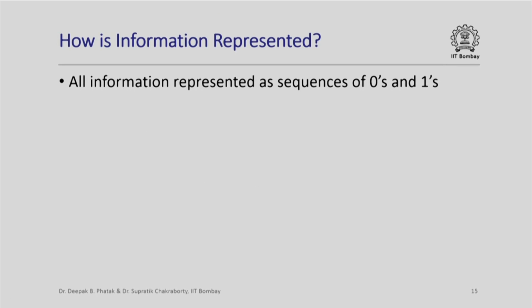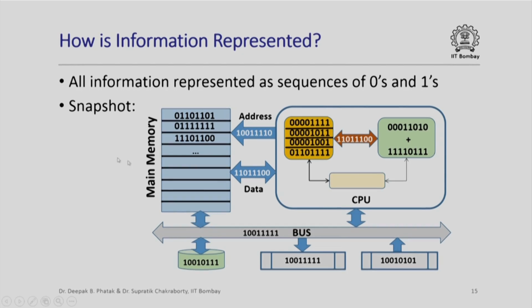Now how is information represented in a computer? All information in a computer is represented as sequences of zeros and ones. So if you were to take a snapshot of the computer that we just saw, it would probably look something like this: there is main memory and there are sequences of zeros and ones stored in various locations. On the address bus and on the data bus there are sequences of zeros and ones, and everywhere it is basically sequences of zeros and ones.